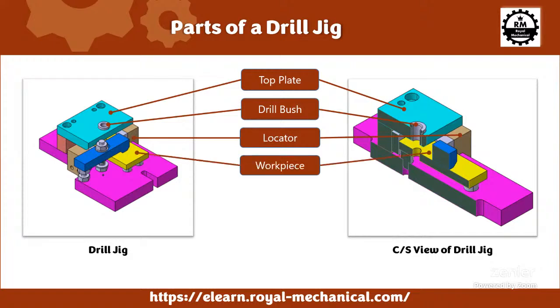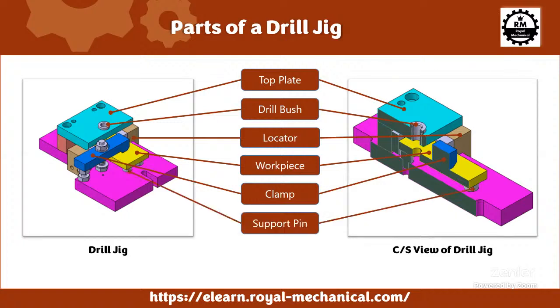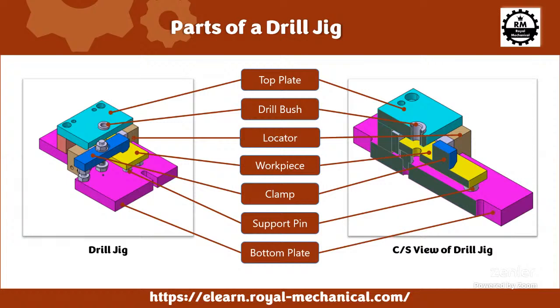And then we have the workpiece. The workpiece is the one on which we are going to drill the hole. We have a clamp to hold the workpiece in position. And then we have support pins, the support pins on which the workpiece is sitting. And then we have the bottom plate. This bottom plate is the one on which the entire components of the drill jig are mounted. And this bottom plate is also used to mount on the drilling machine.